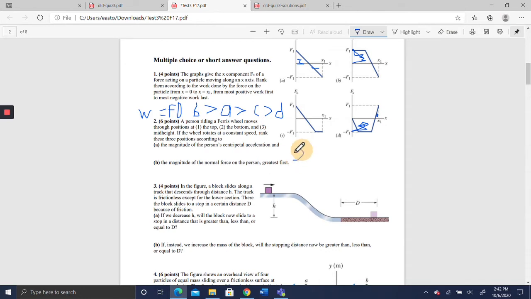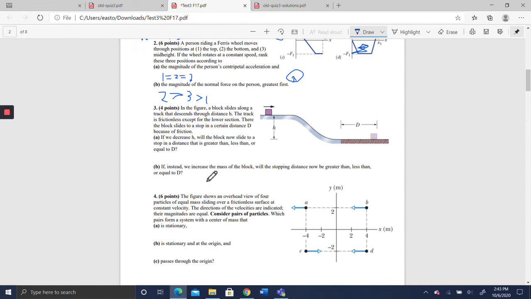But for this question, since it's all in a circle, the acceleration, even if it's pointing in different directions, will always be inward. The acceleration for 1, 2, and 3 will always be equal. And then for the normal force, since the acceleration needs to be pointed inward, it'll be the greatest for the bottom, then the next for the middle part, and then the smallest for the top. And let's get on to number 3 now.